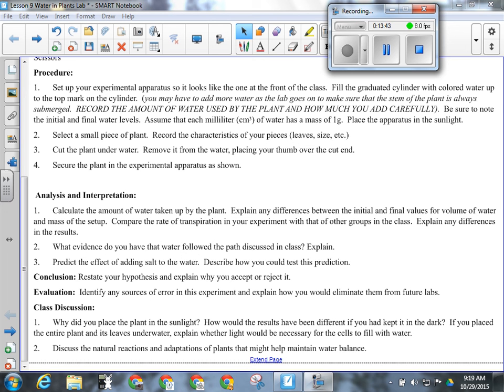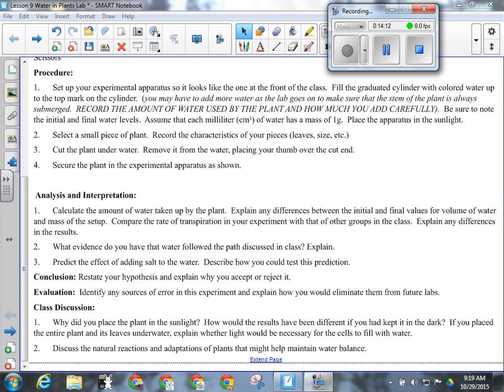Compare the rate of transpiration in your experiment with that of other groups in the class, and then explain any differences. So, you want to look at things like how big was the piece of plant that you used versus theirs. What did yours look like when you started? All that kind of stuff. For number 2, what evidence do you have that water followed the path discussed in class? So what we talked about, how water moves through the plant, is that what your observations say? Explain why or why not.